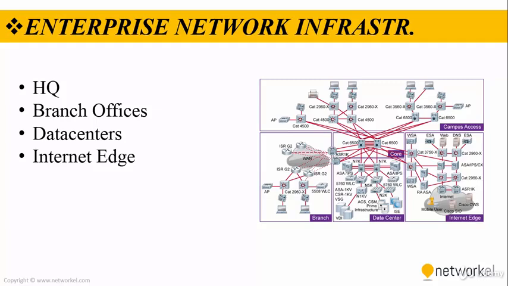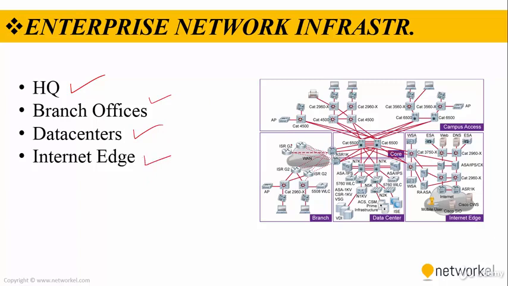And let's take a look at the enterprise network infrastructure. In an enterprise network infrastructure, we have four main parts. The first part is HQ. The second one is branch offices. The third one is data centers. And the last one is the internet edge.